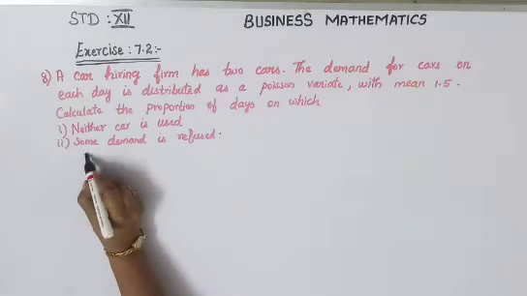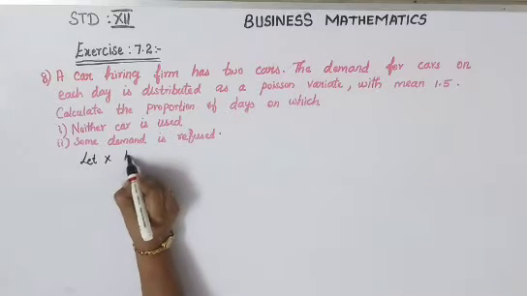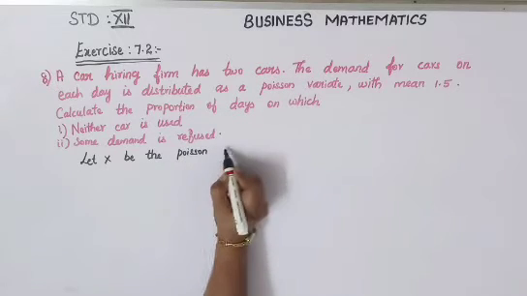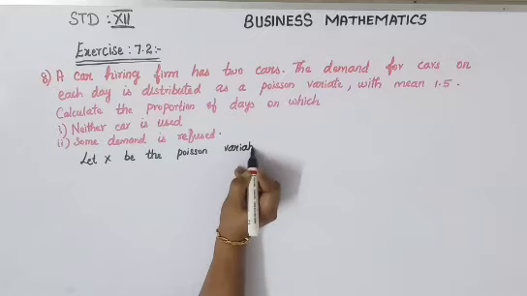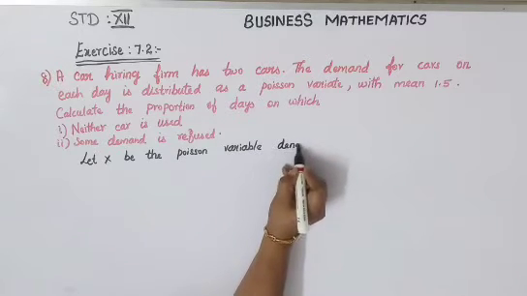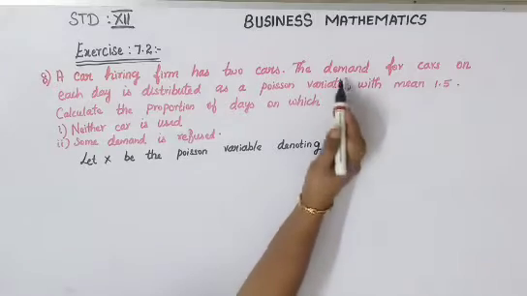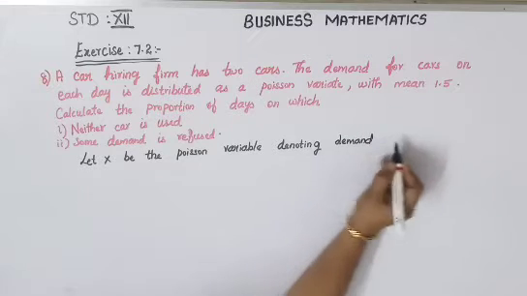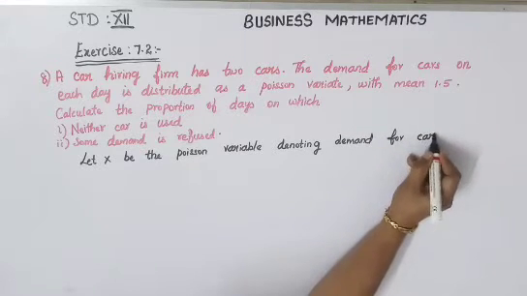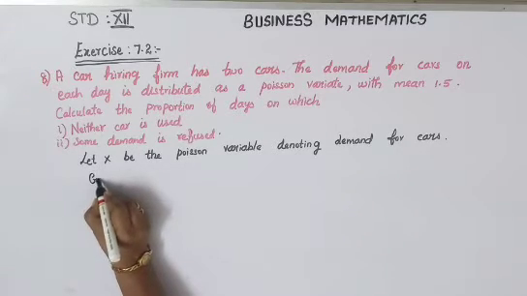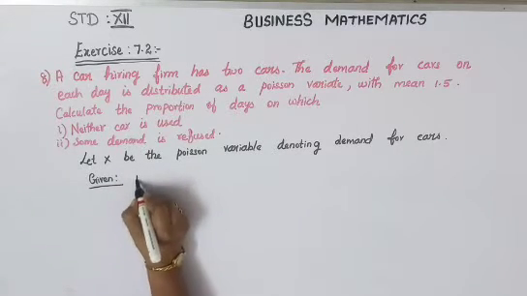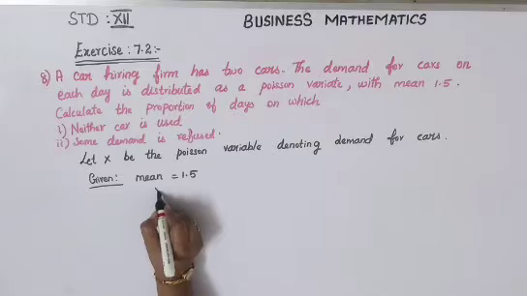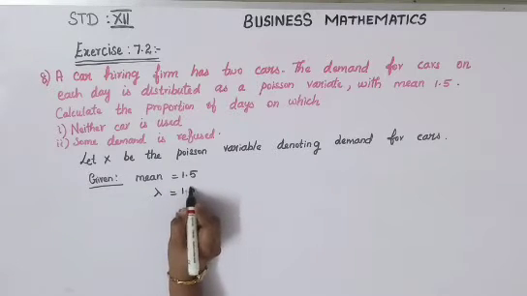Okay. So first we'll just declare it as: let X be the Poisson variable denoting the demand for cars only, it is given. So given the mean is equal to 1.5. The mean we'll just declare as lambda, that is equal to 1.5.